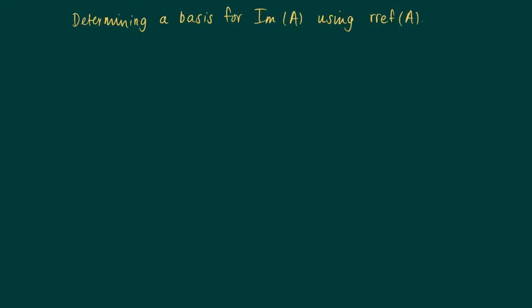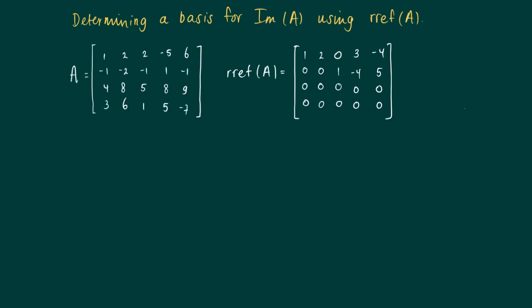I will now show how to determine a basis for the image of a matrix using the reduced row echelon form of this matrix A. And we will look at the same example as we did for the kernel of a matrix A. And we have the following reduced row echelon form of A.